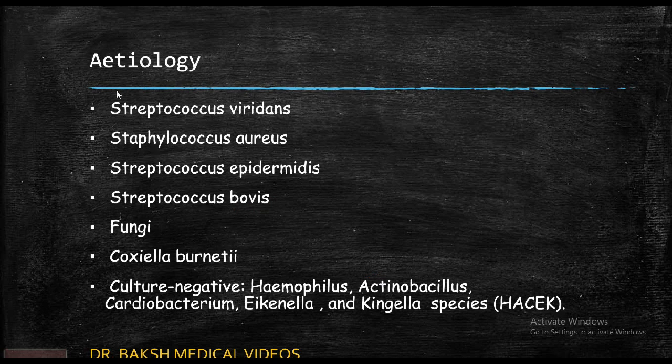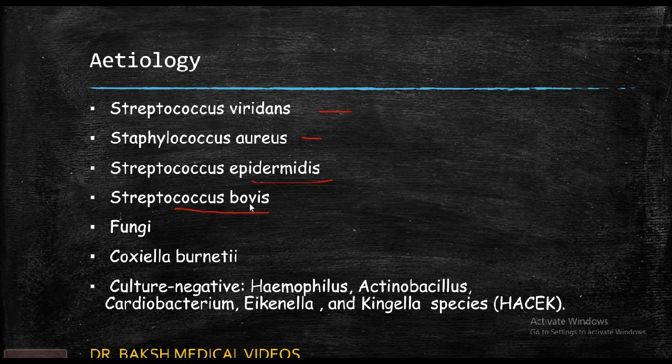So let's look at the causes. The most common pathogen is Streptococcus viridans, and it causes a subacute type of infection. Now, Staph aureus is less common, but it commonly causes the acute type, which is more severe. We will talk about it in detail. Then we have Staphylococcus epidermidis and Streptococcus bovis as well, which is associated with colorectal cancer.